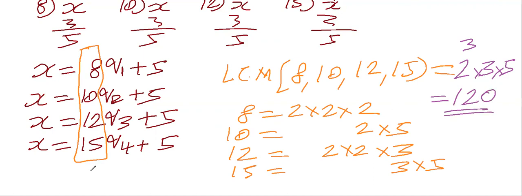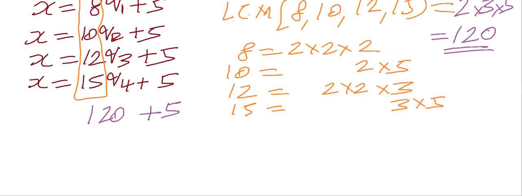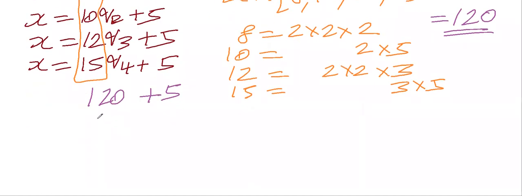So this is the LCM I have got here. I will write here 120 is the LCM, and then plus 5. That will come to 125. Next question. What does it say?